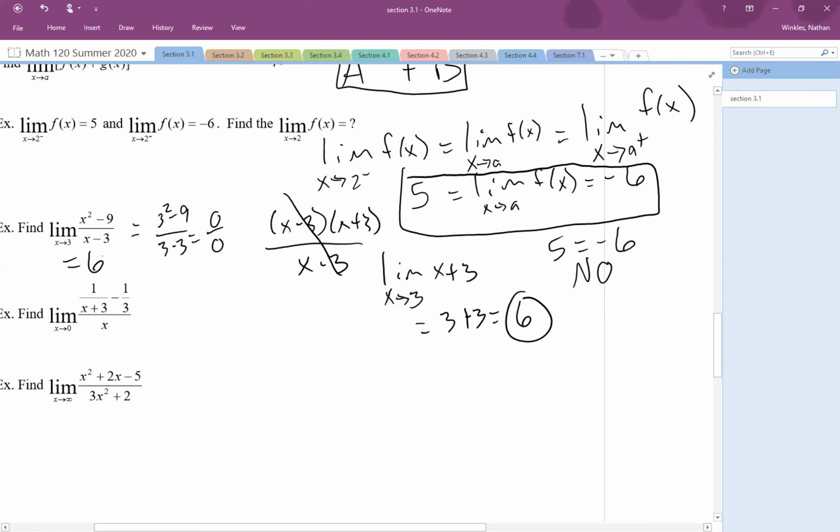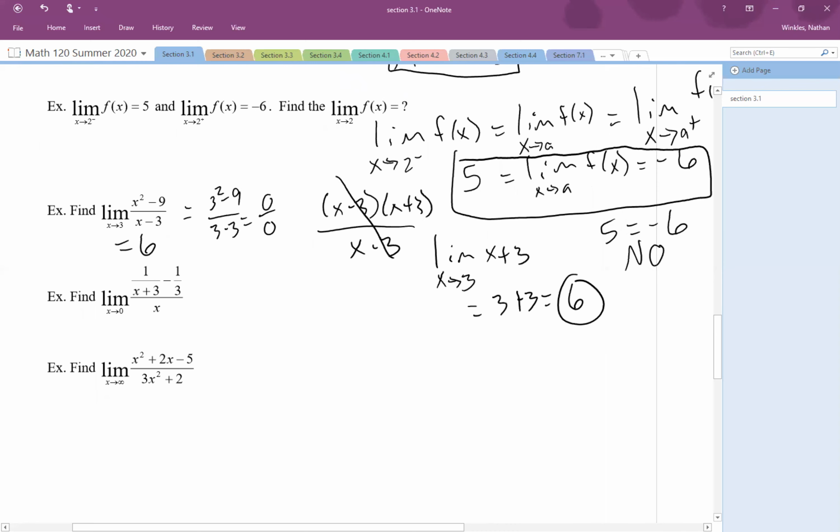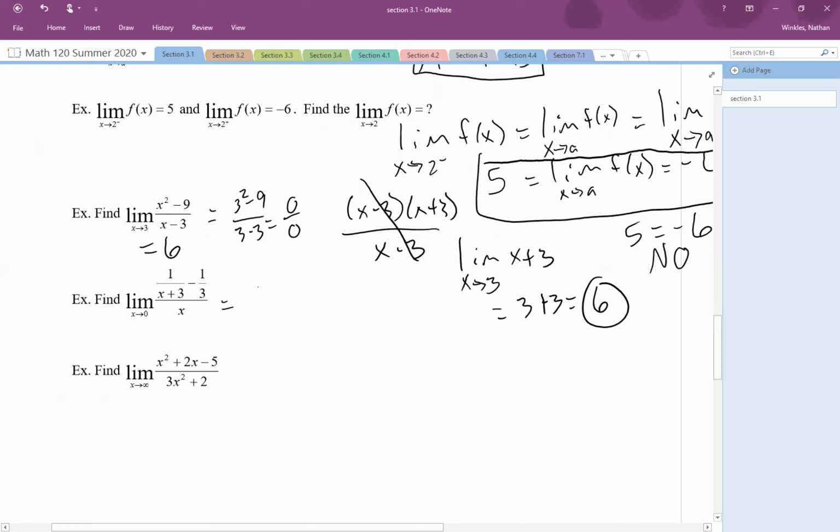So first step with any limit, plug in and see what you get. If you get a number, 0 is a number, but 0 divided by 0 is not a number. If you get a number, it's your answer. If we don't get a number, we got to think about, can we factor? What else can we do here? So when we plug into this one, we get 1 over 3 minus 1 over 3 over 0. We get 0 over 0.